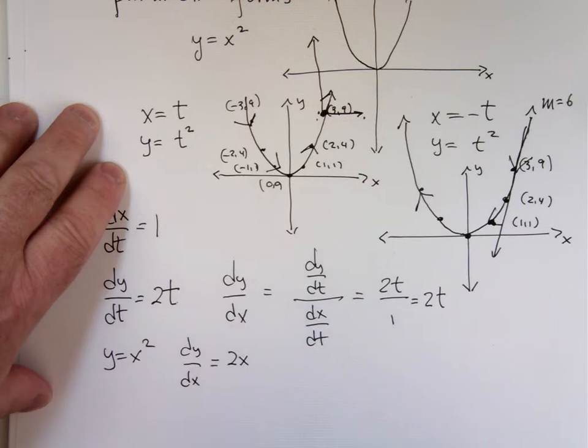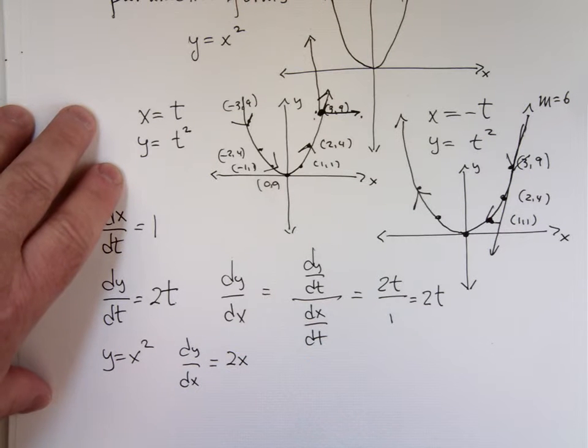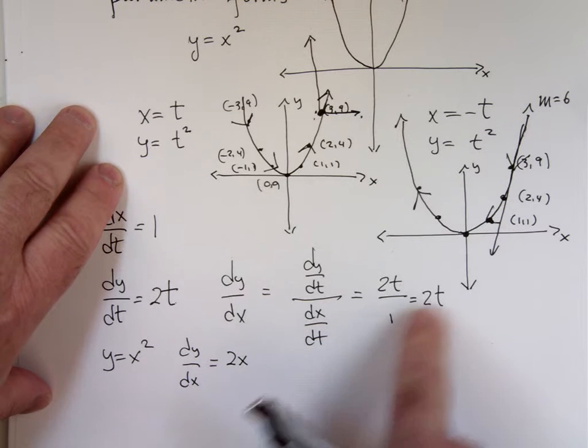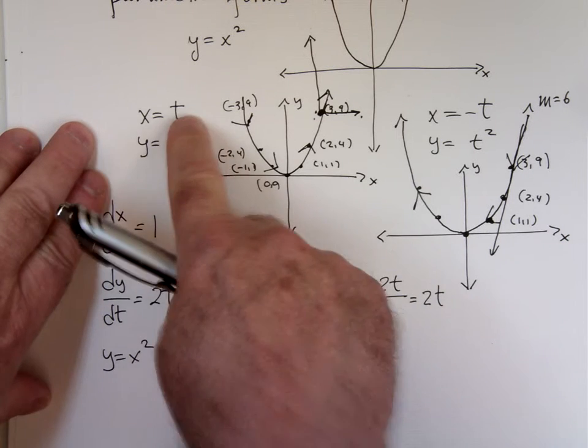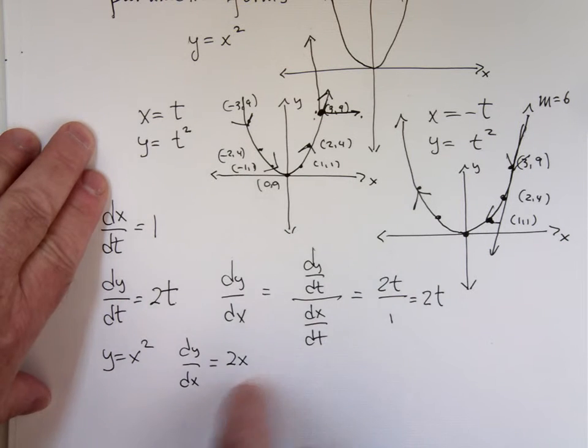Okay? To get 2x. Now, you got 2x here, you got 2t here. They're both correct. Why? Because x is equal to t. It all depends on the form that you want it in.